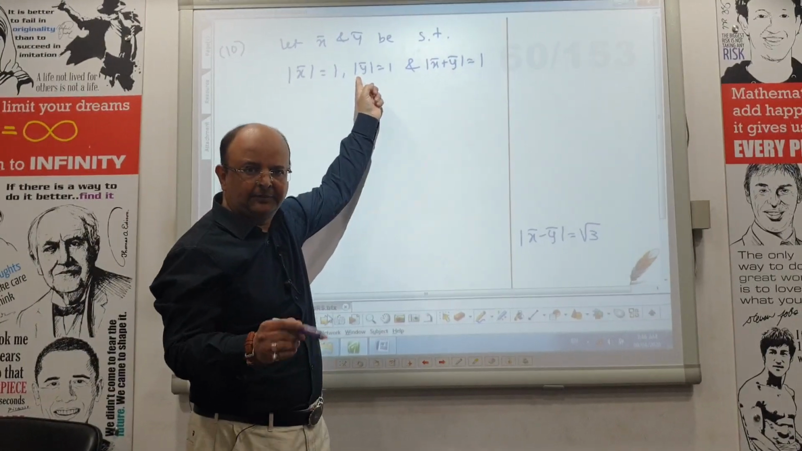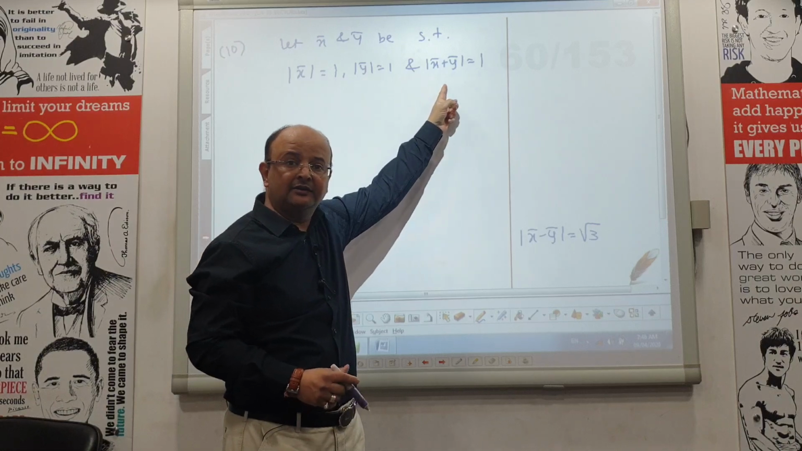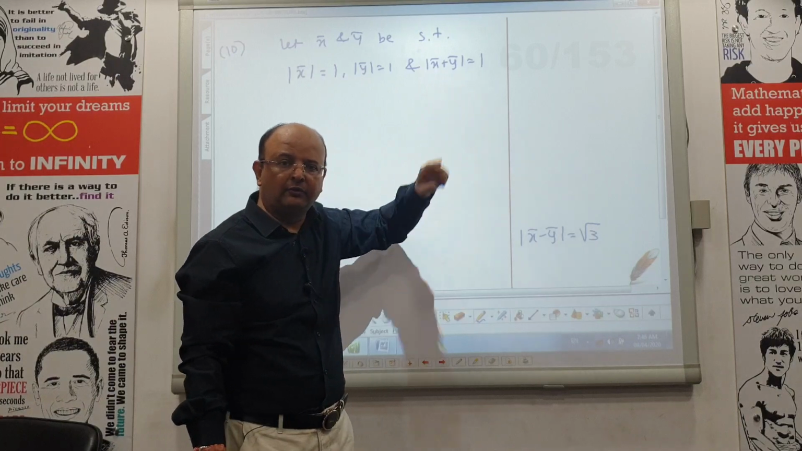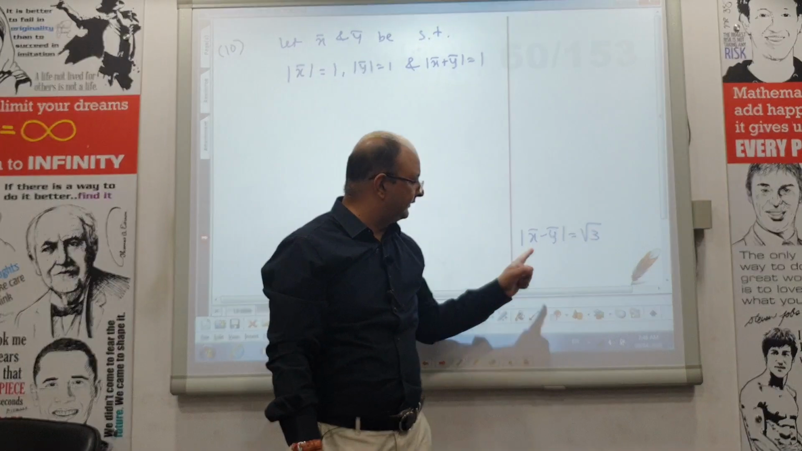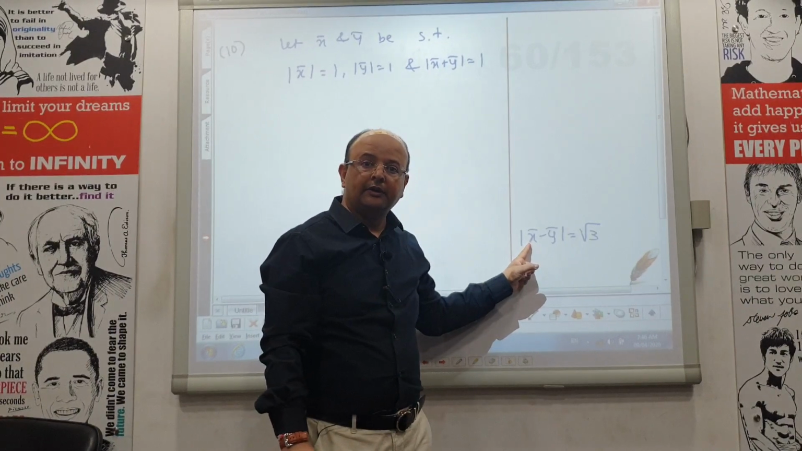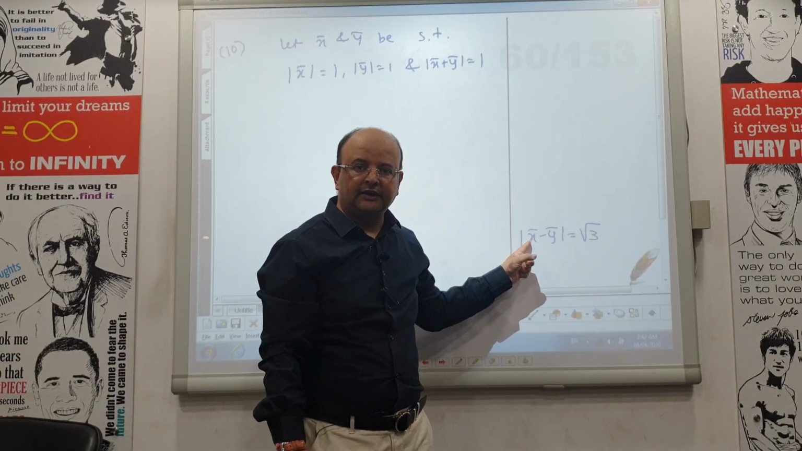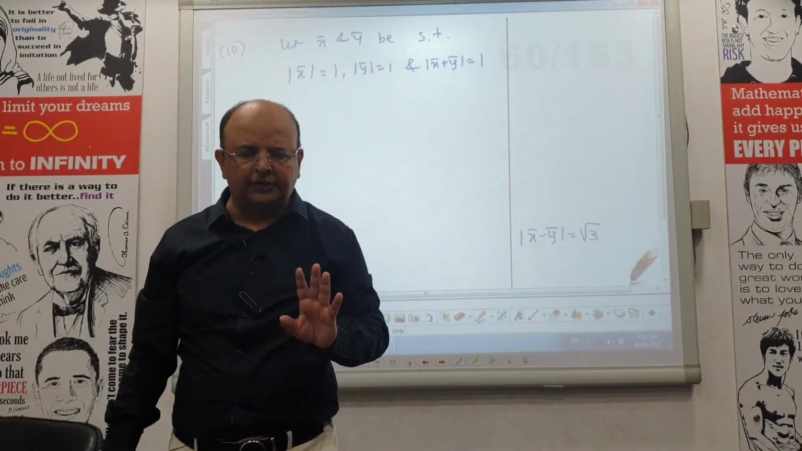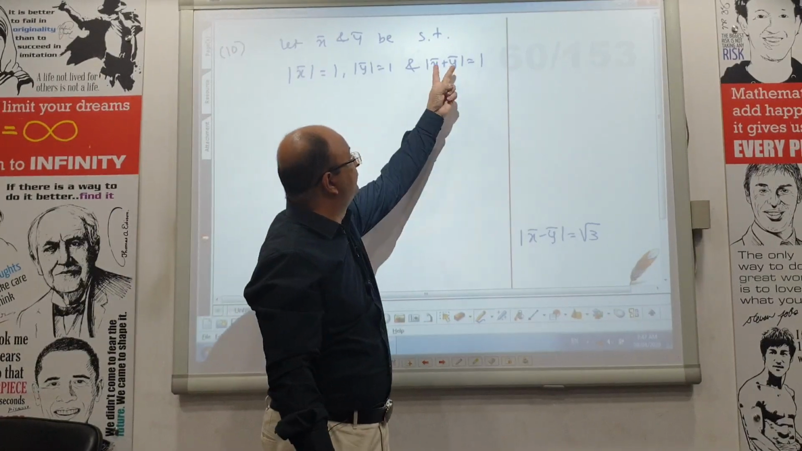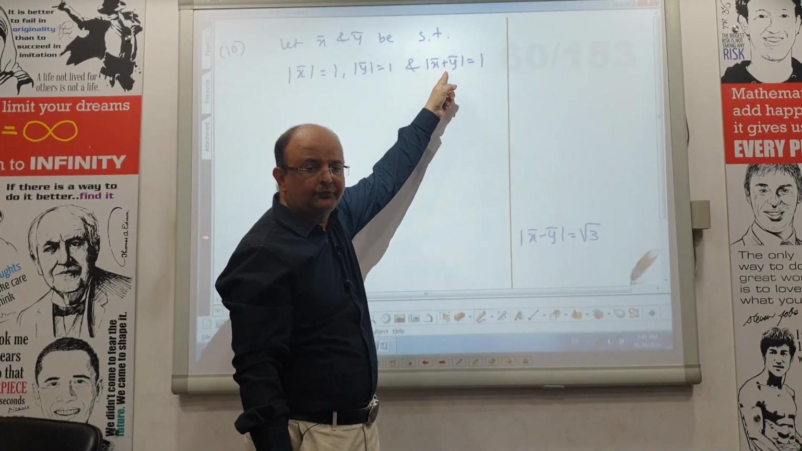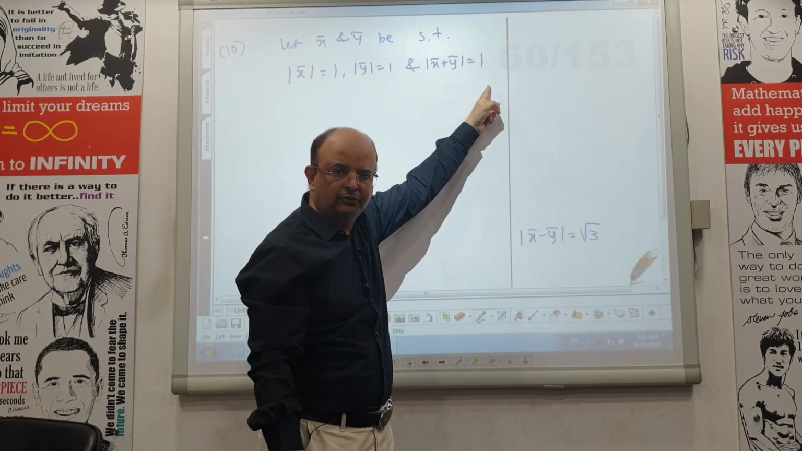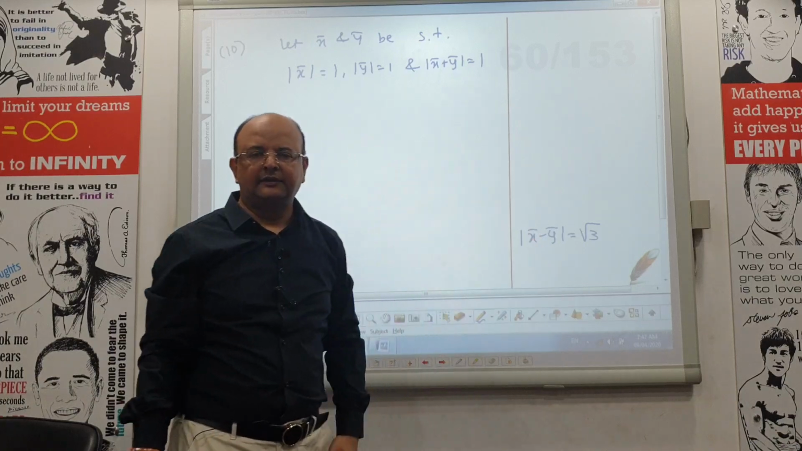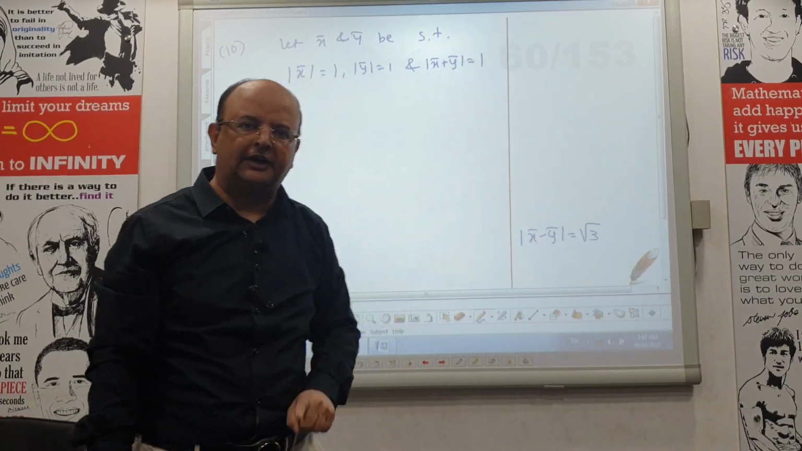Mod y bar is 1, meaning y bar is also a unit vector. And their sum is also a unit vector, meaning mod x bar plus y bar is also 1. The question asked was this: find the magnitude of their difference, that is mod of x bar minus y bar. I have already kept the answer as root 3, but what was the question? If the sum of two unit vectors is again a unit vector, then find the magnitude of their difference. That is, you want to find mod of x bar minus y bar.